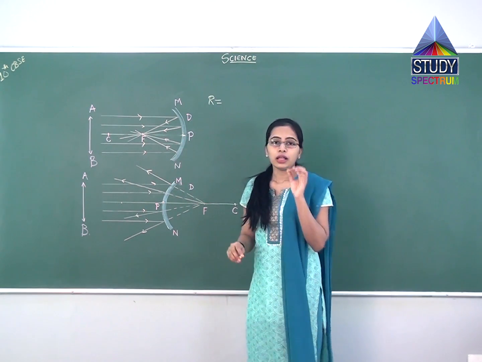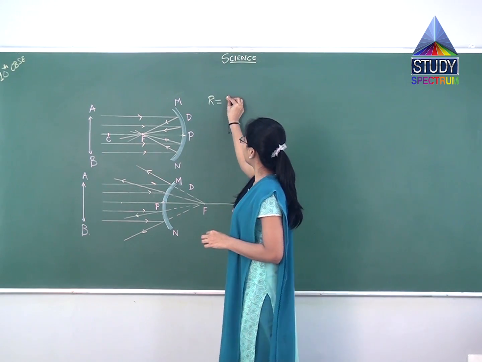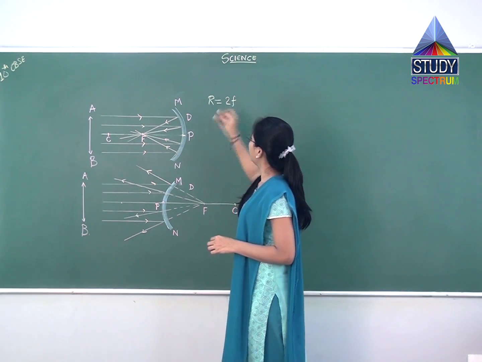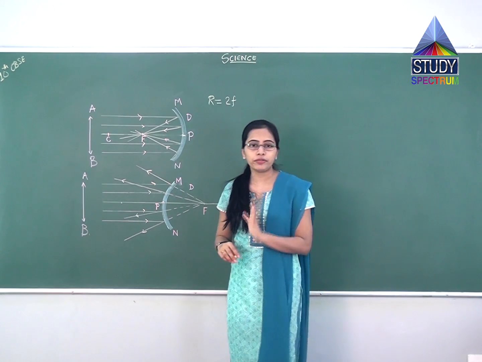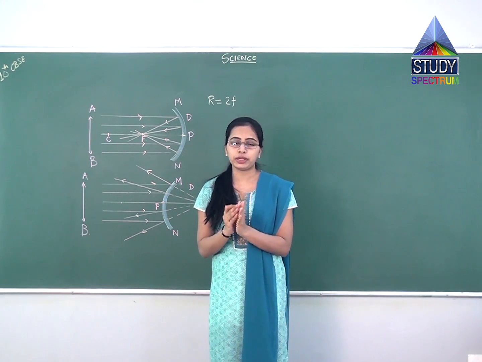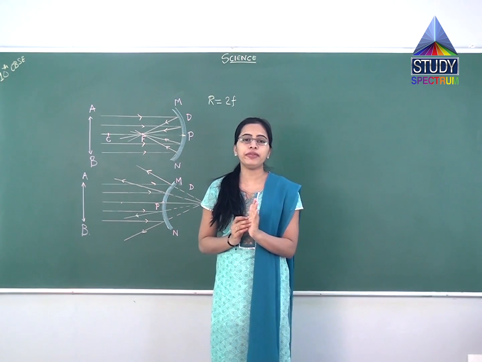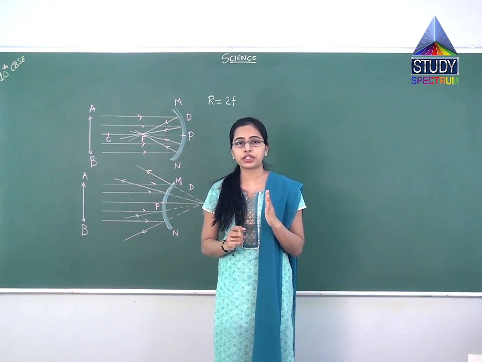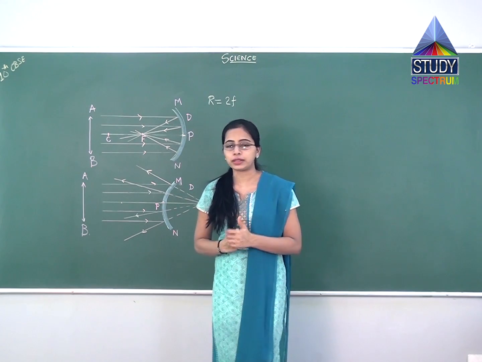That means you can write R is equal to 2F. It means for every mirror, the principal focus of the mirror lies in the midway of the center of curvature and the pole of the mirror.